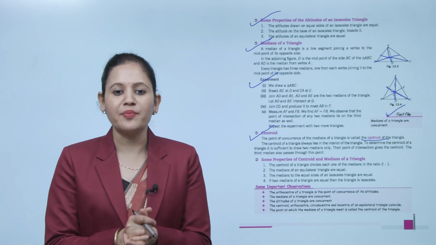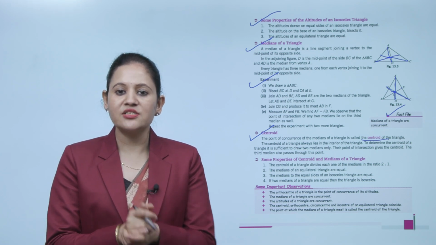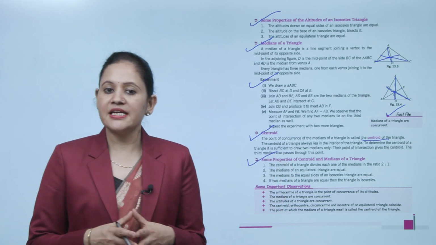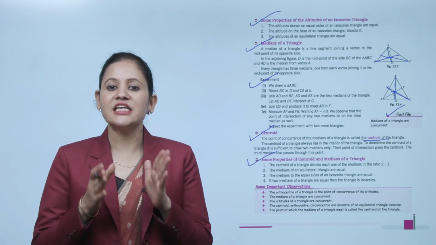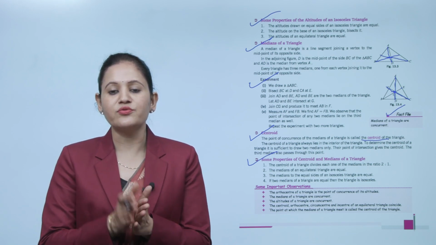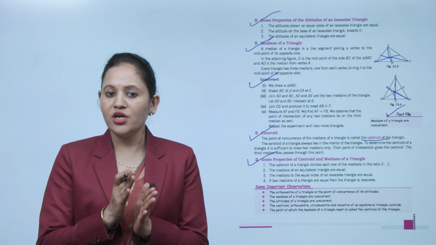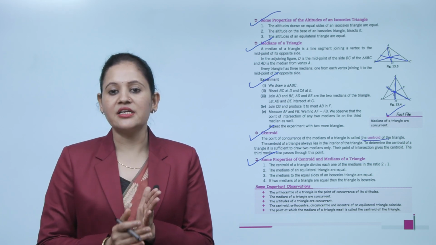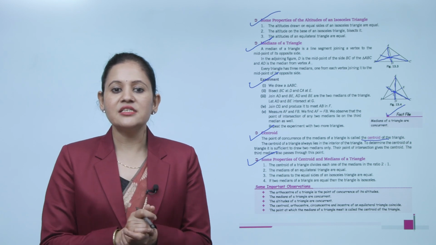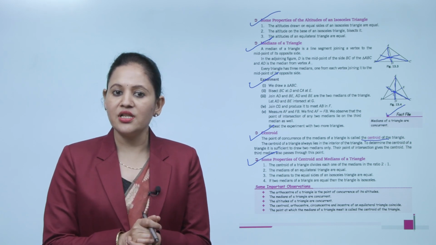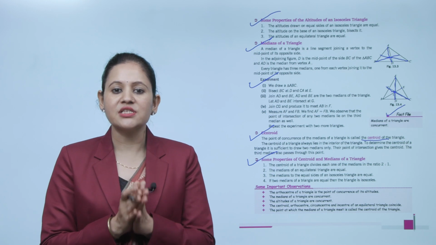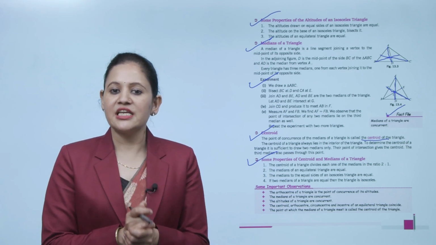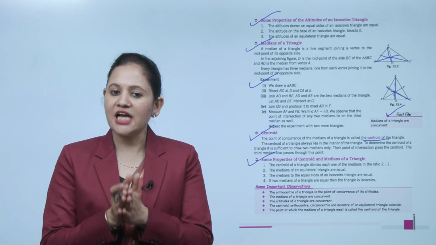Next, some important properties of the centroid and medians of a triangle. The centroid of the triangle divides each one of the medians in the ratio 2:1. The centroid divides the median in the ratio 2:1. The medians of an equilateral triangle are equal. The medians to the equal sides of an isosceles triangle are equal. If two medians of a triangle are equal, then the triangle is isosceles.